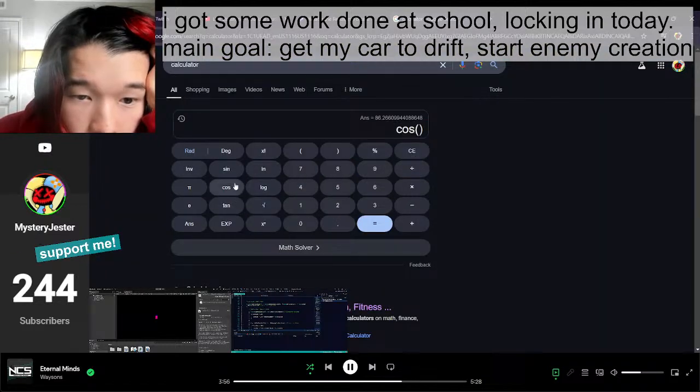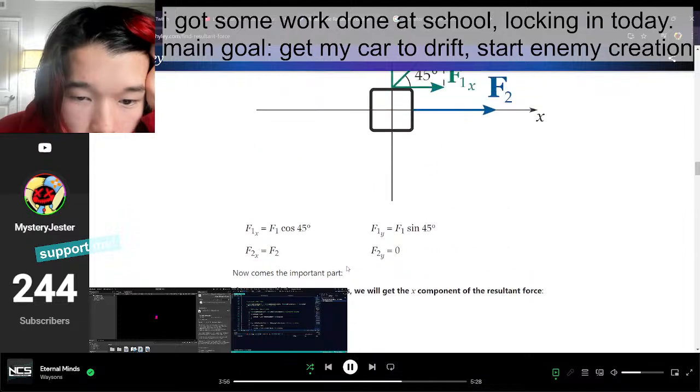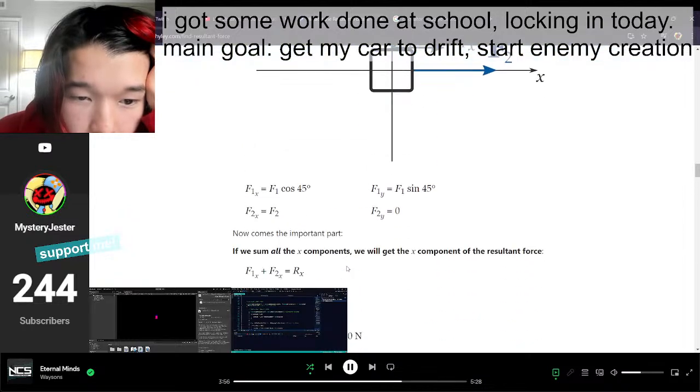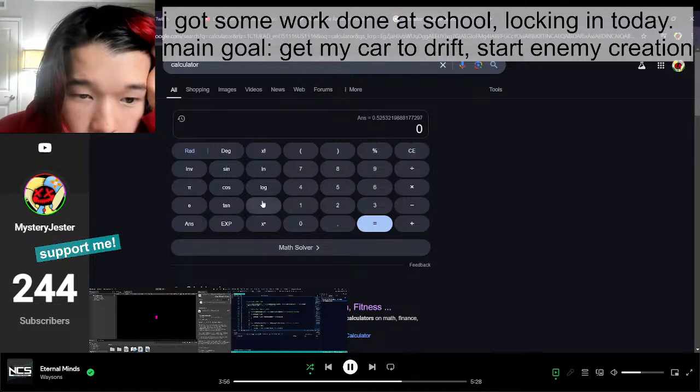Cosine 45 degrees. It's that number. Cosine 45 degrees. I don't know what you're talking about, buddy. Is it cosine 30 degrees, maybe? Maybe you did your math wrong?